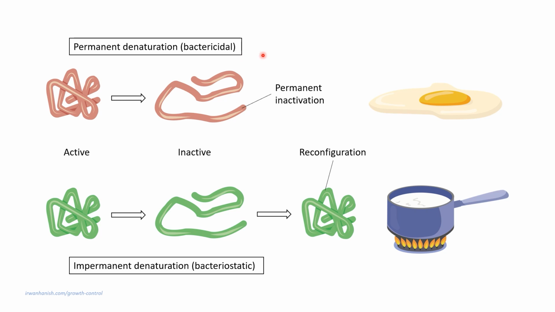So one helpful visual to understand this is when you fry an egg, you cannot unfry it. The protein structure of the egg is permanently changed. Some bacteriostatic agents can only cause impermanent denaturation. Once the agents go away, the bacterial protein can reconfigure back to its original form. An analogy for this is when you warm milk, the protein structure of the milk changes. But later, when you cool it down, the protein structure will go back to its original configuration. So that's the difference between permanent and impermanent denaturation.